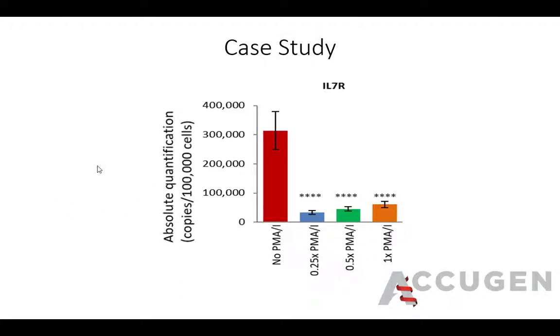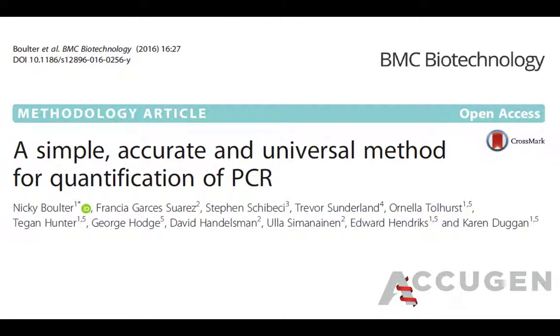Let's look at an example of a case study. The experiment was to examine the level of IL-7 receptors on activated human PBMCs. As you can see, the control had high copy numbers, and the activated cells had reduced IL-7 receptor copy numbers. The results were produced quickly by RealCount software, and you can generate results quickly like above. More details of the method and examples can be found in a paper in BMC Biotechnology.